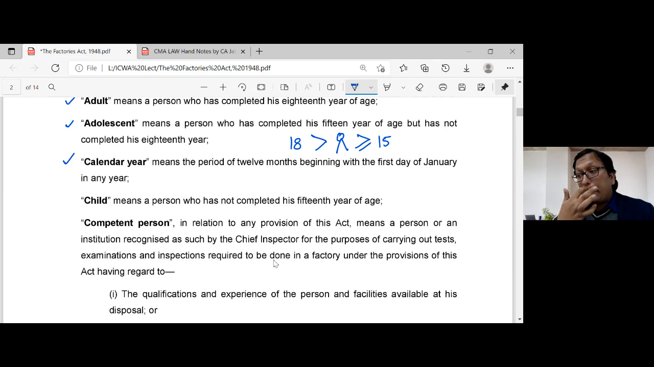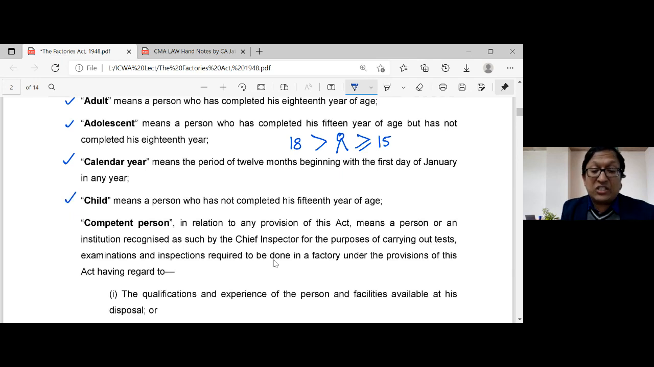That act is there to shorten the language of the central acts. If in every law the lawmakers needed to explain terms like year or day, it would take a lot of their time and lengthen those central acts. That's why there is the General Clauses Act 1897. So for calendar year, this act has given the definition, which is almost similar to the General Clauses Act. Calendar year means a period of 12 months beginning with the first day of January in any year.